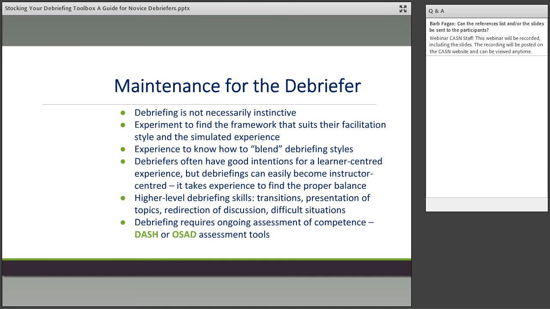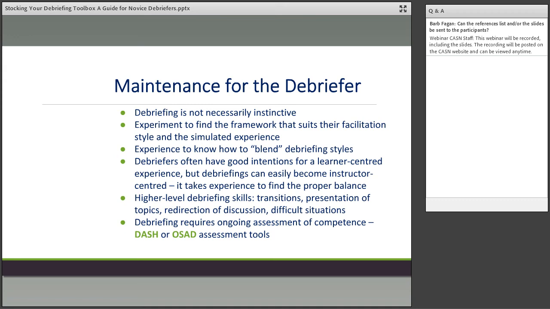Debrief, like I keep saying, it's not necessarily instinctive. It's not a skill that people just naturally have. Some people may naturally gravitate to it better, but it's not an instinctive or simple thing. And you need to experiment to find the framework that suits your style the best.